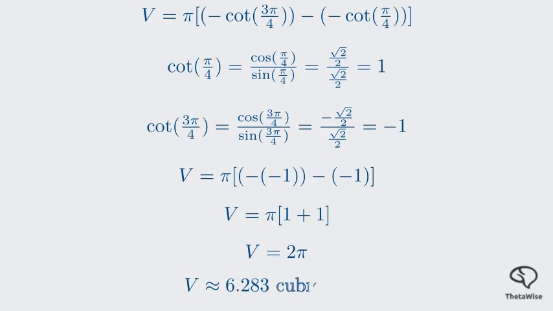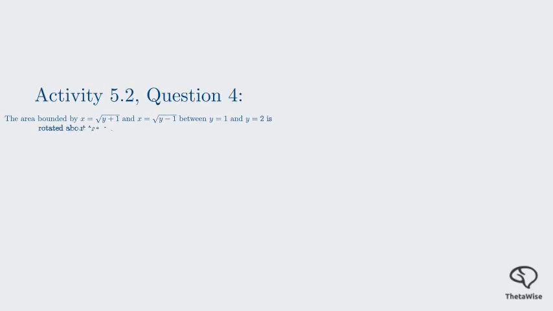The volume is approximately 6.283 cubic units. A good strategy for trigonometric integrals is to draw a unit circle to find the values of the functions at the specific angles. Question 4 involves the area between two curves, both of which are functions of y.